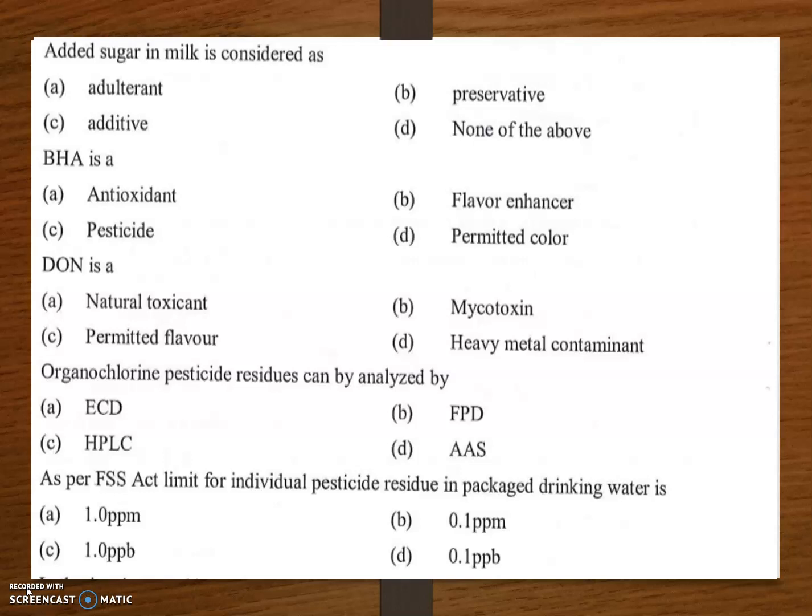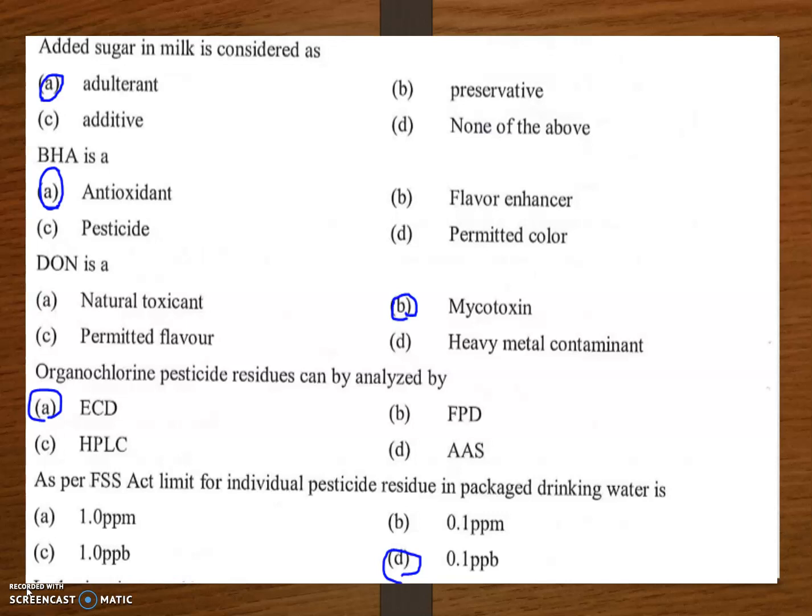Next question. As per the Food Safety and Standards Act, the limit for individual pesticide residue in packaged drinking water is? The answer is option D, 0.1 ppb. As per the Food Safety and Standards Act, the limit for individual pesticide residue in packaged drinking water is 0.1 ppb. Here is the answer slide.